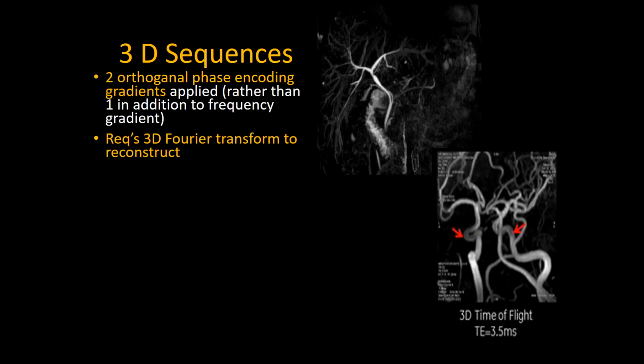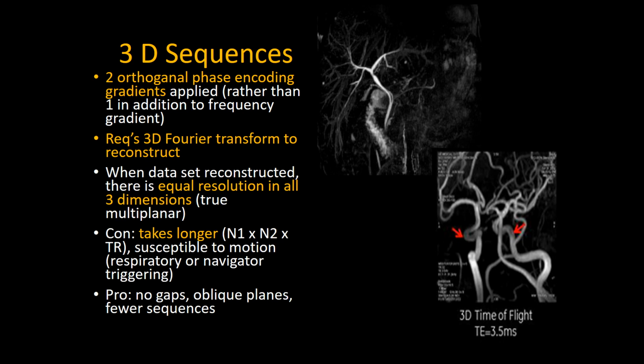All right, 3D sequences, that's where there are two orthogonal phase encoding gradients applied rather than just one, in addition to the frequency encoding gradient. So you obtain a whole 5 by 5 by 5 centimeter chunk of signal, or a 5 by 10 by 20, or whatever your size of your block is. It requires a 3D Fourier transform to reconstruct, so it's only been available with newer, better mathematical processing.